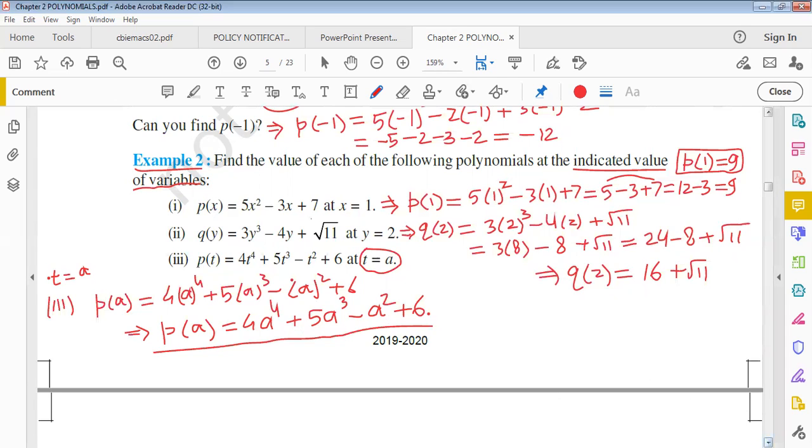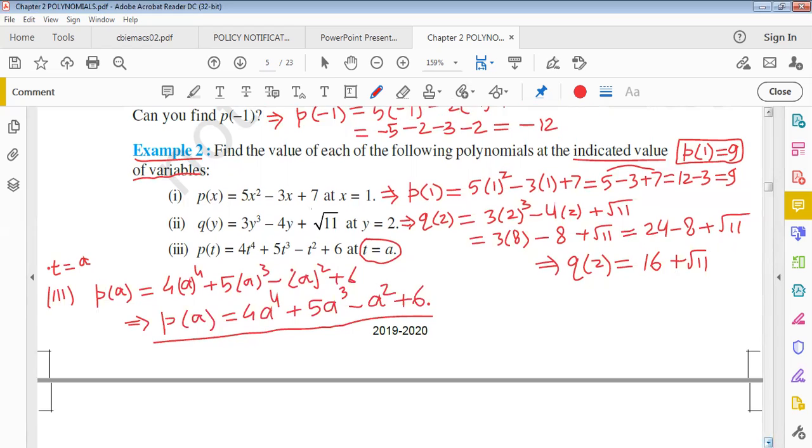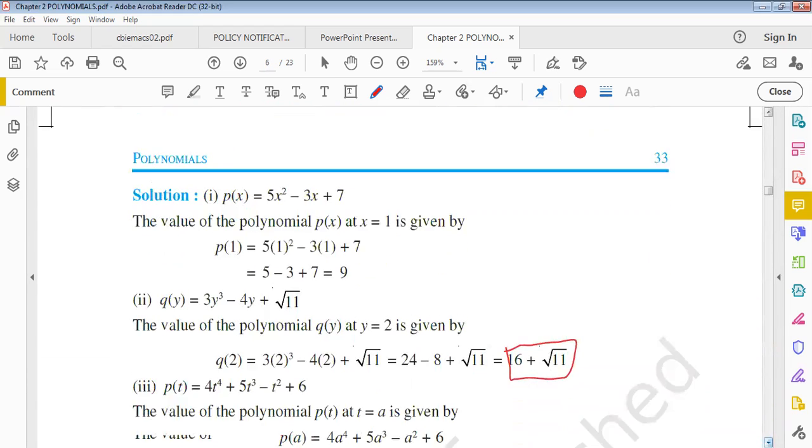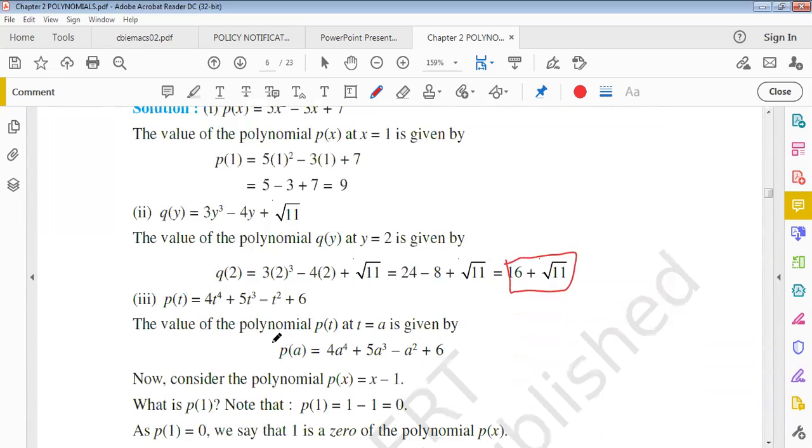So here it is: 4a to the power 4 plus 5a cubed minus a squared plus 6. Here it was solved; I have solved it and told you. This is how we will solve it. This is the value of p of a.